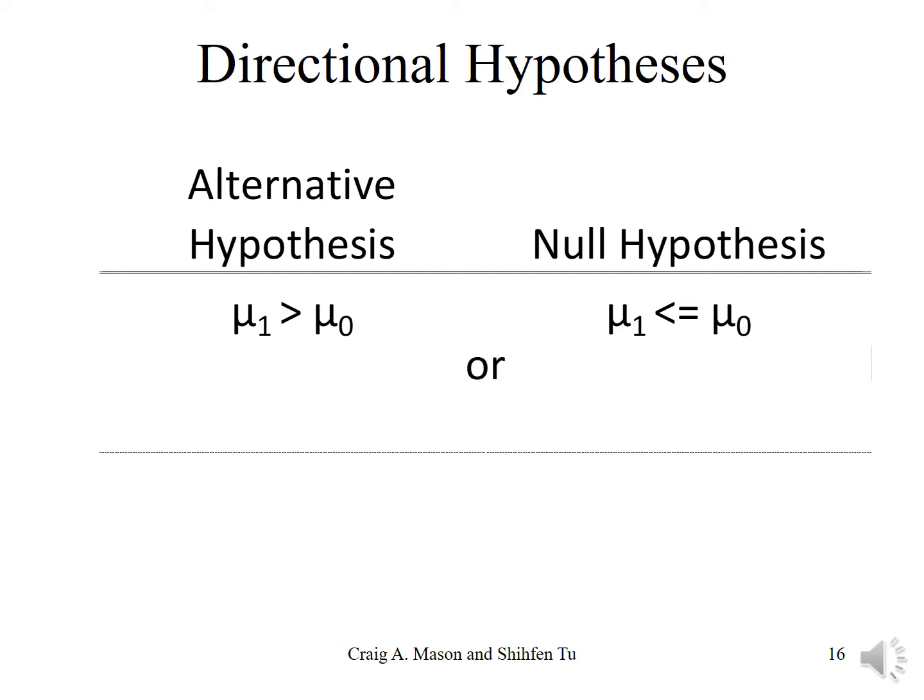Alternatively, a one-tailed hypothesis in the opposite direction would be that the mean for the population being sampled is less than some score. Mathematically, this can be written as mu1 is less than mu0. In that case, the null hypothesis is mu1 is equal to or greater than mu0.